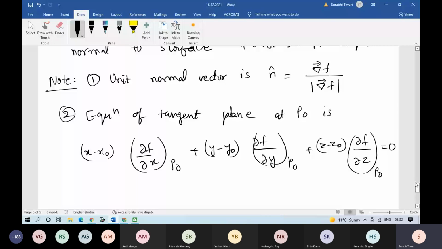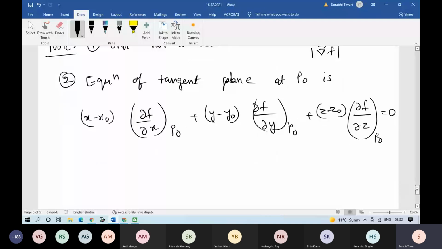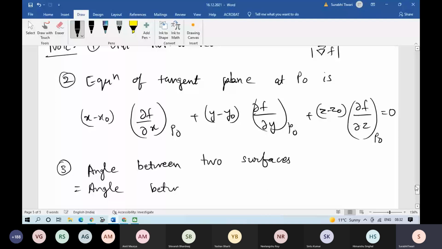Angle between two surfaces is angle between their normal vectors. ये सब तो पढ़ा होगा. Angle between two surfaces is equal to angle between their normal vectors n1 and n2.